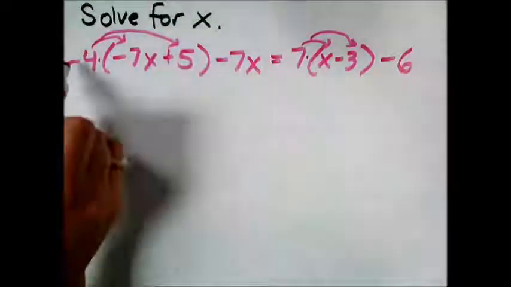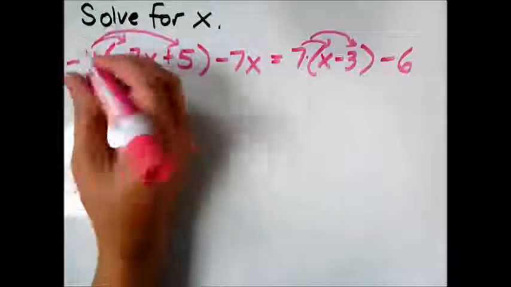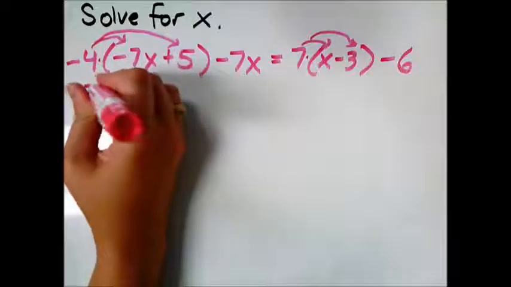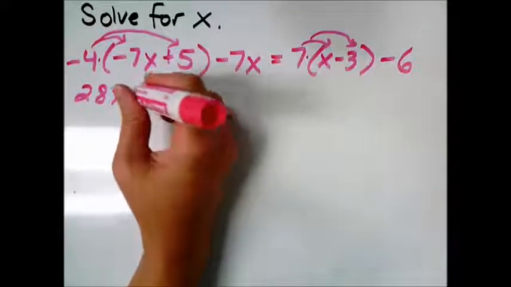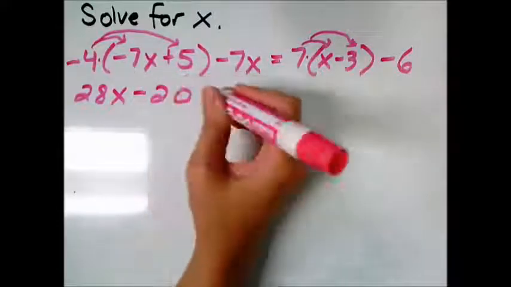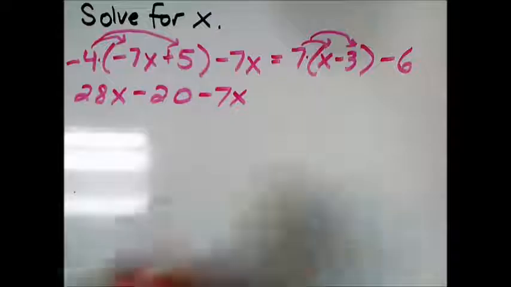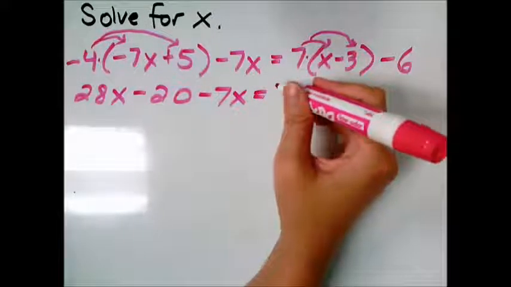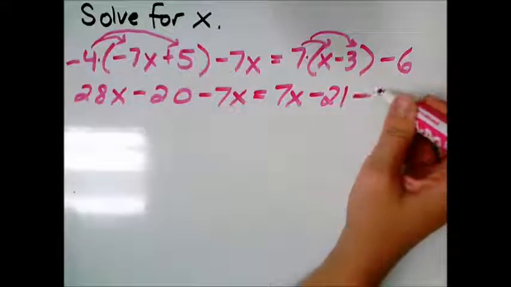So we'll be really careful, especially here about the signs, because this is a -4. So -4 times -7x is positive 28x. -4 times positive 5 is -20. And notice this was outside the parentheses, so no distributing to that -7x. And then 7 times x and 7 times -3 is -21.